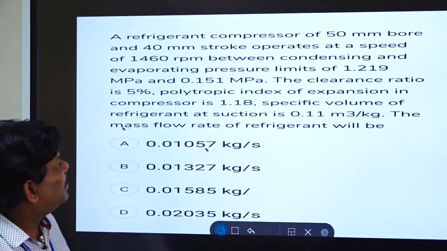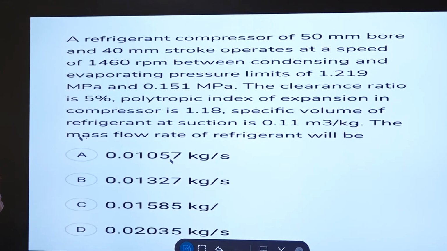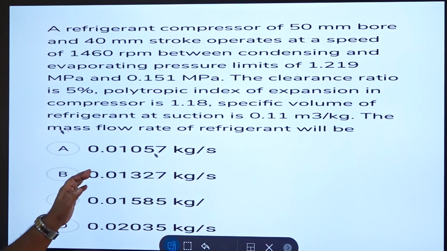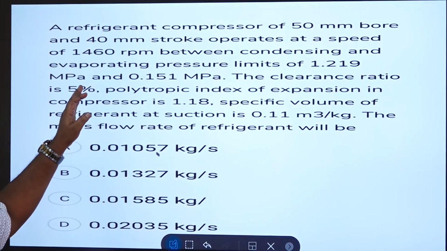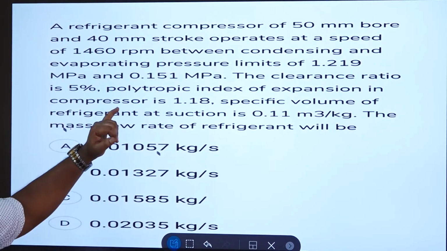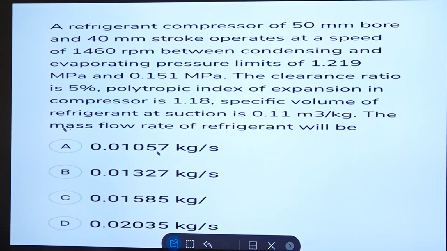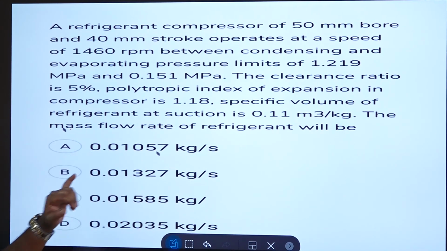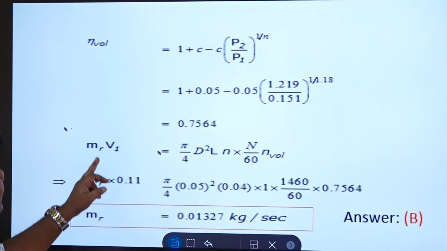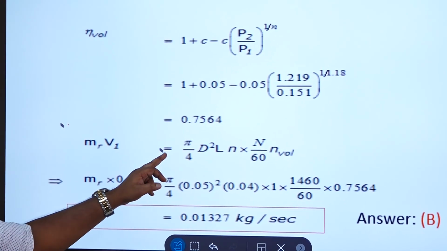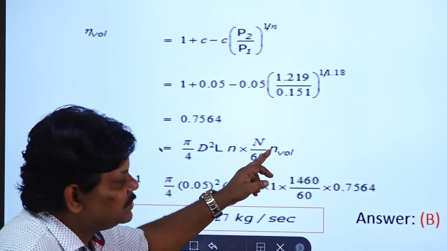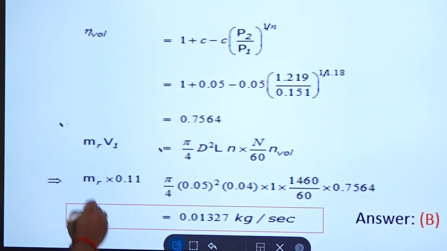It is 64 bar. The next one is a refrigerant compressor, of 50 mm bore, and the stroke is given to you. The speed N is also given, and then the condensing and evaporator pressure limits are given. C is given, the polytropic index N is given, and the specific volume is given. The mass flow rate has to be determined. It can be determined with the help of this formula, that is m_f into V1 is equal to pi by 4 D square L into N by 60 into volumetric efficiency. This is a direct formula.